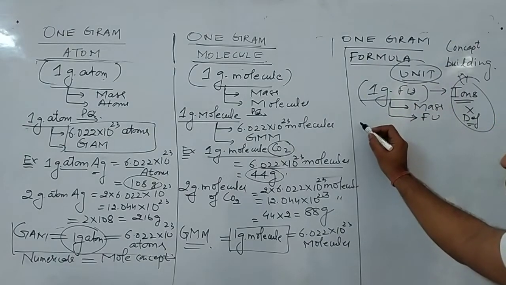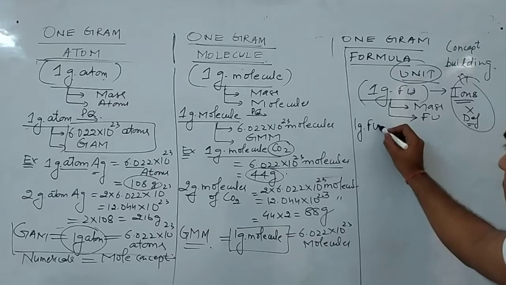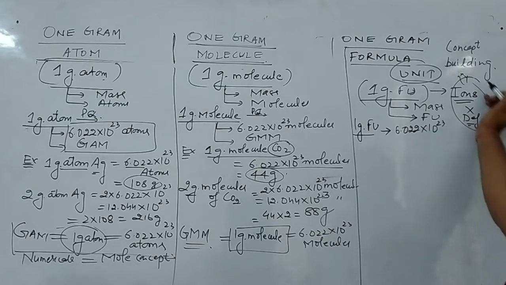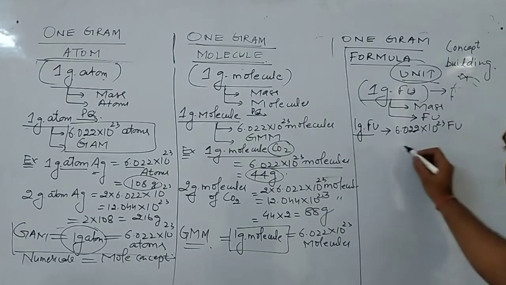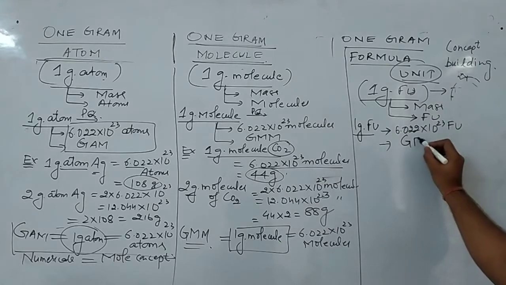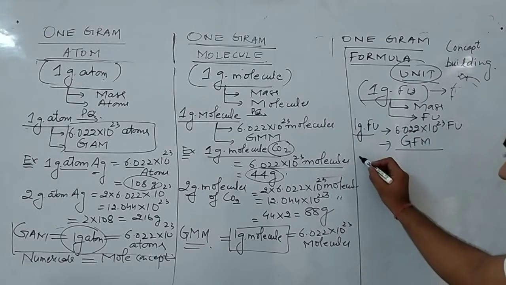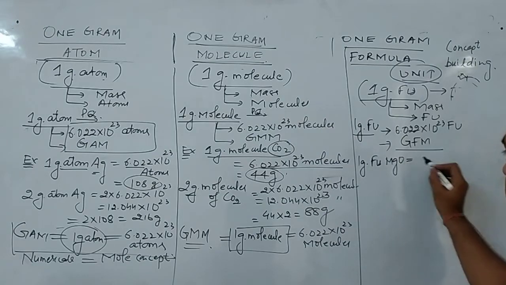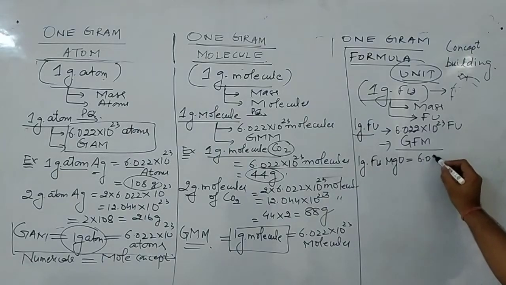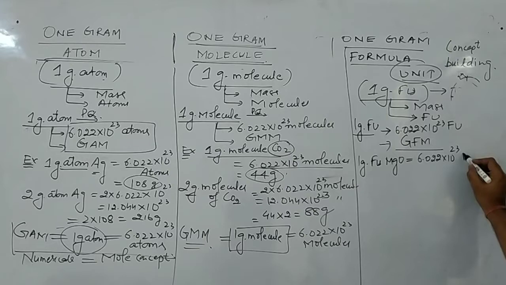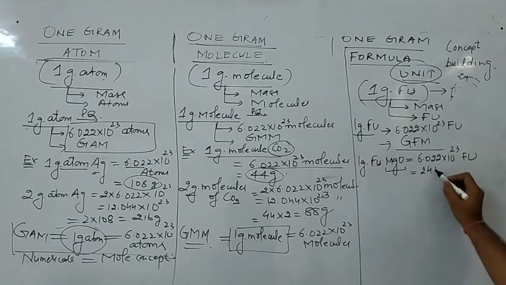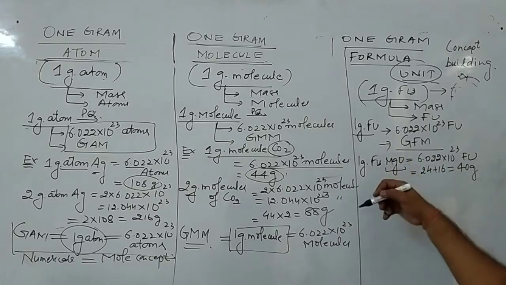So 1 gram formula unit contains 6.022 × 10^23 formula units and has the mass equal to the gram formula mass. Just see the example. 1 gram formula unit of magnesium oxide contains 6.022 × 10^23 formula units, and the mass we have calculated earlier, that is 24 plus 16, 40 gram.